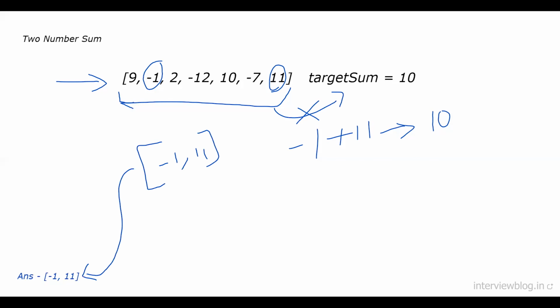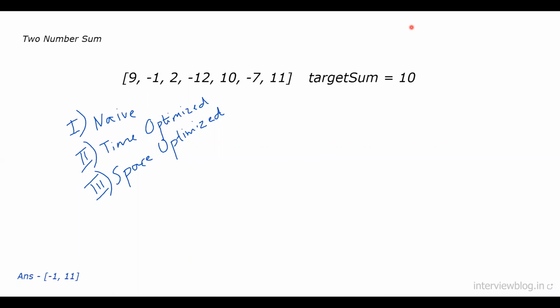So hope you got the question. Let us now see how to solve this problem. Actually, there are three different approaches that are used to solve this problem. So we are going to see it one by one. The first approach is the naive approach, which is the normal brute force solution. The second is the time optimized approach, and the third is the space optimized approach.